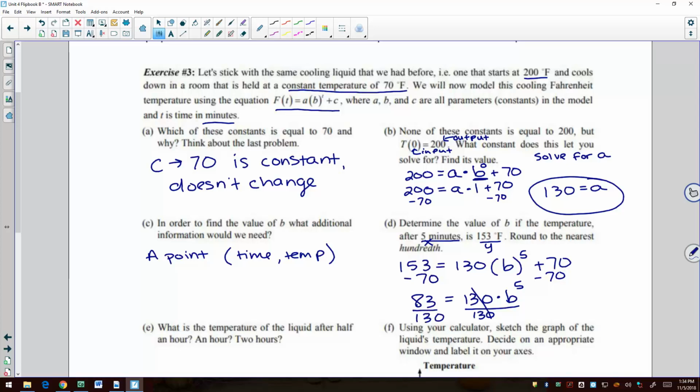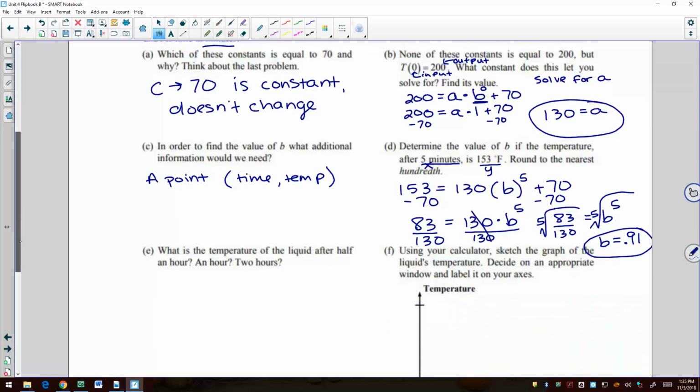I'm going to leave it as 83 over 130. I'm not going to write it as a decimal. Leave it as a fraction. It equals b to the 5th, and now you take the fifth root of both sides, and this is where you'll use your calculator. Fifth root of 83 over 130. It says round to the nearest hundredth. B turns out to be 0.91 for that particular data point.